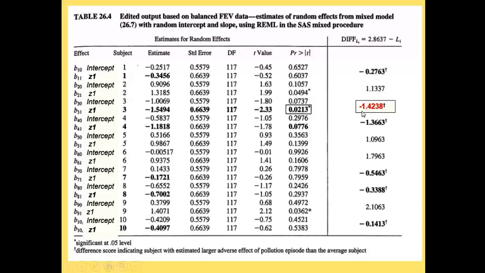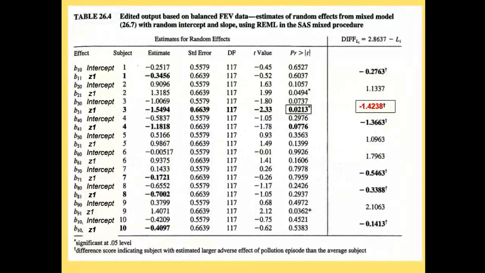So if you look at these 10 subjects, only one of these 10 subjects was significantly, severely, negatively affected by the pollution alert. The other nine weren't. Now that's the first 10. What about the other 30? Well, I didn't produce that here on the slide, but you can do that.